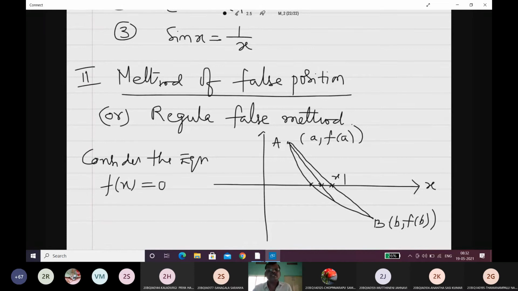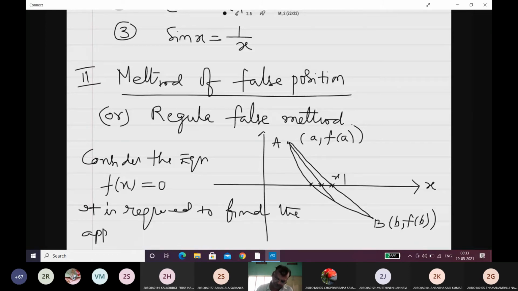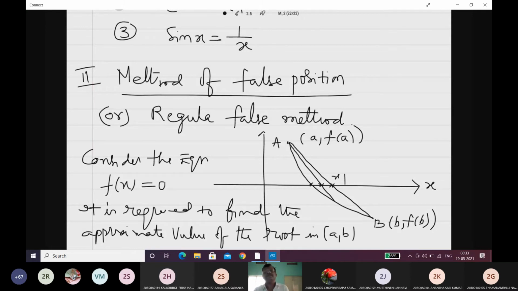y is equal to f of x is equal to 0. Now what do we have to do for this one? It is required to find the root between a and b in the closed interval [a, b] for this function. Now it is required to find the approximate value of the root in [a, b].